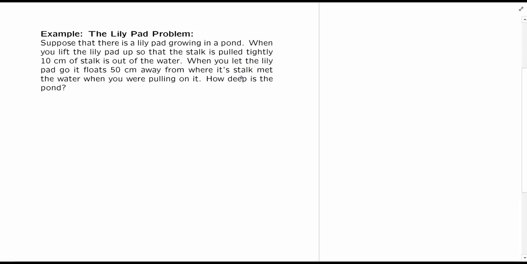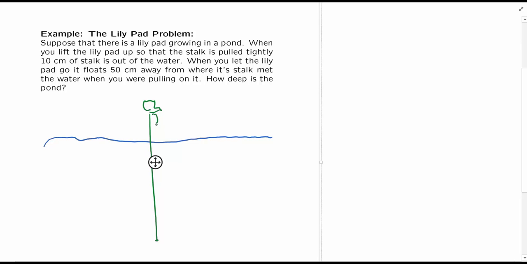So I'm going to just draw a little picture here. Suppose that this is the surface of the water, and we'll have the lily pad here, and somewhere down here it's anchored into the water. So we've got our lily pad up here. Okay, I'm not a great drawer, you'll have to forgive me. Here we're assuming that this poking out of it is 10 centimeters. We want to find this depth here, which I'll call x.